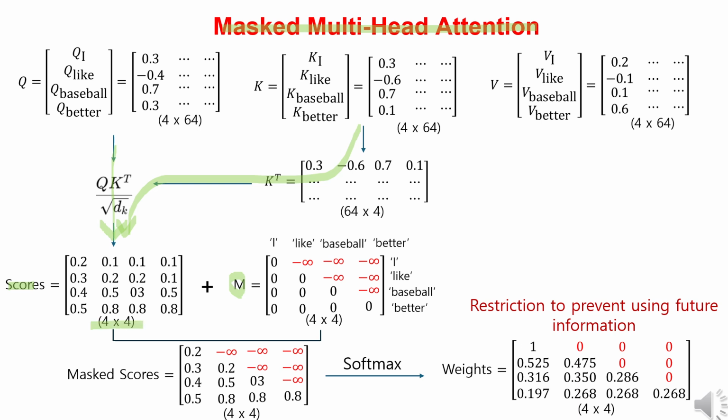At this stage, a masking matrix is added to the score matrix. This masking matrix is designed so that scores corresponding to future positions are assigned negative infinity, while scores for past and current positions are assigned 0. When the softmax function is applied to these masked scores, the probabilities at positions corresponding to future words converge to 0. In other words, the current query can attend only to itself and to past words, while future words make no contribution at all to the attention.